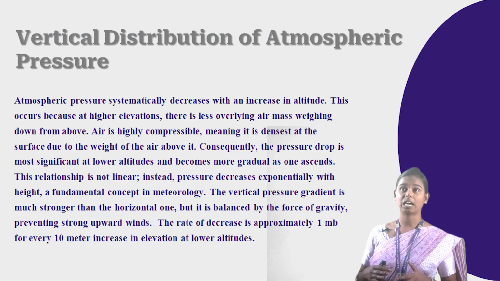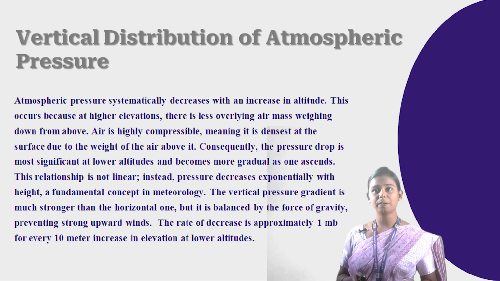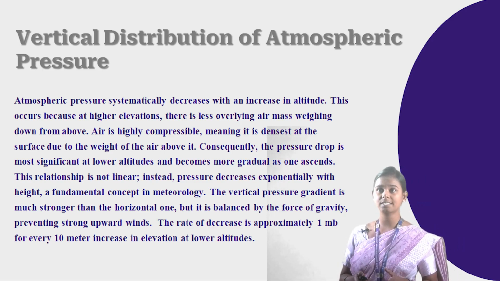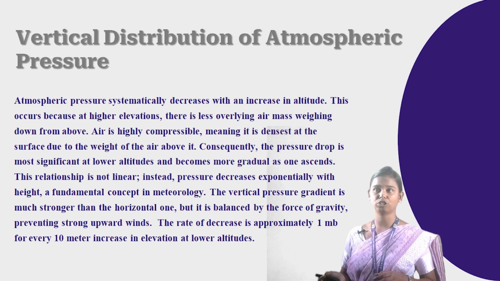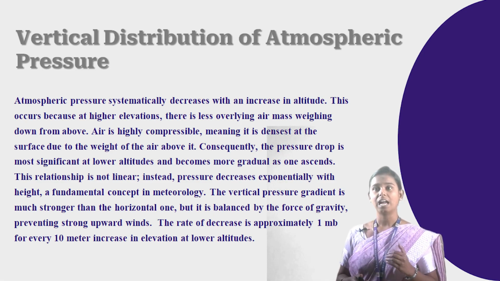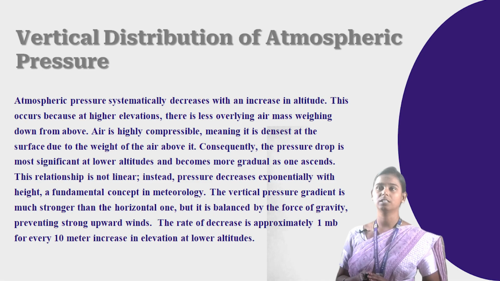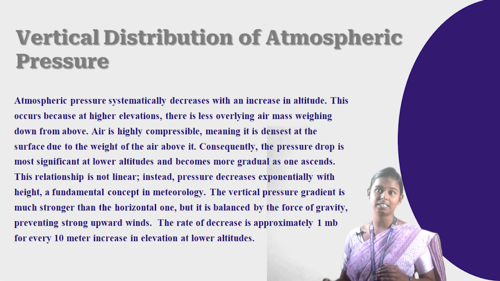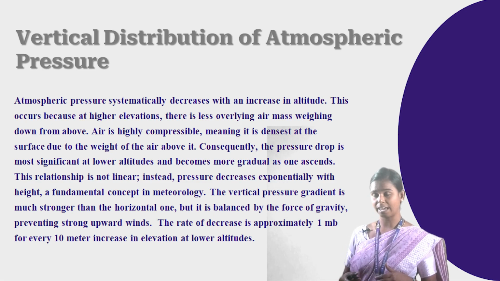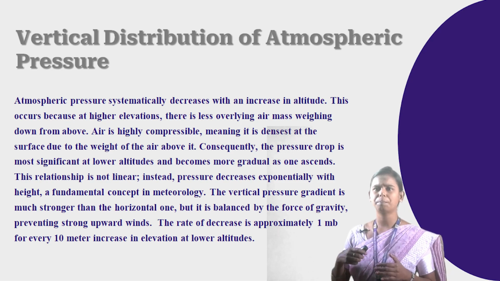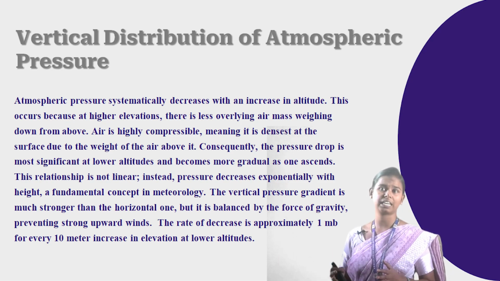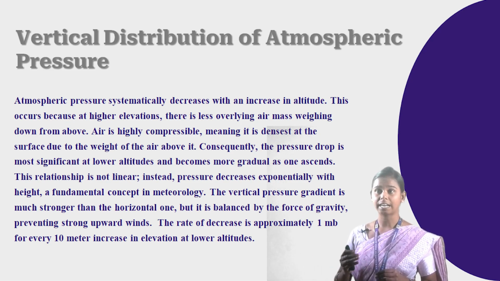Vertical distribution of atmospheric pressure. The atmospheric pressure systematically decreases with an increase in altitude. This occurs because at higher elevations there is less overlying air mass weighing down from above. Air is highly compressible, meaning it is the densest at the surface due to the weight of air above it. Consequently, the pressure drop is most significant at lower altitudes and becomes more gradual as one ascends.